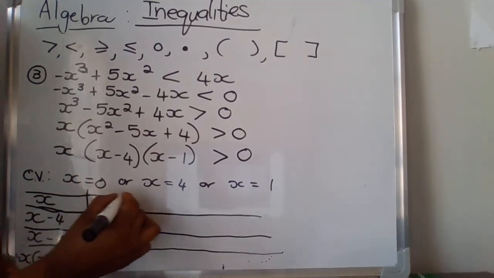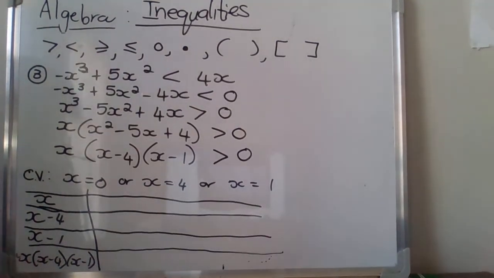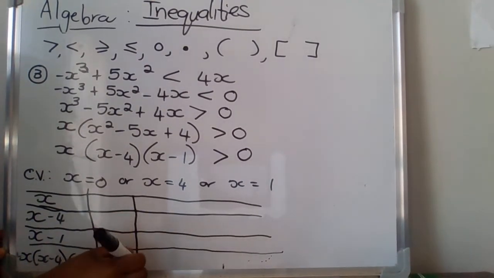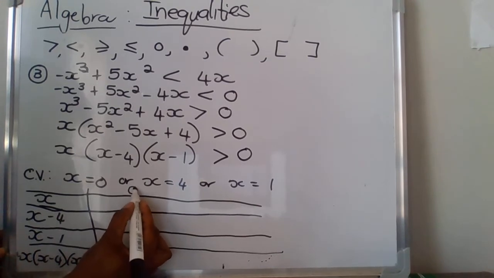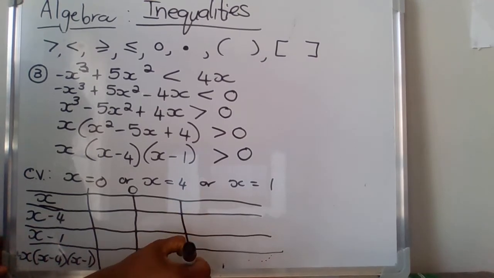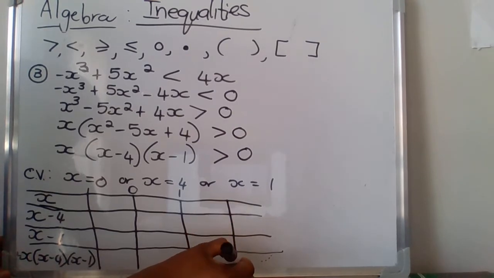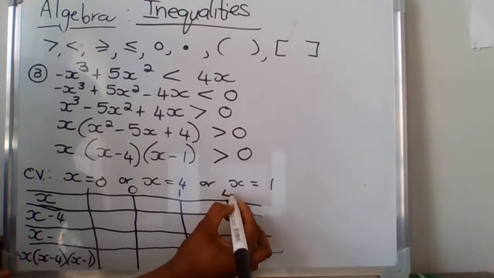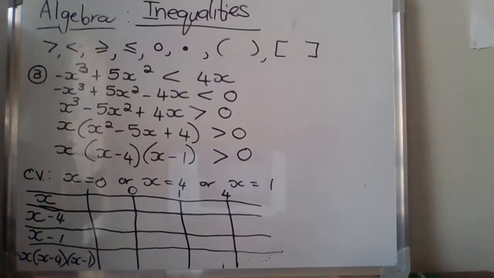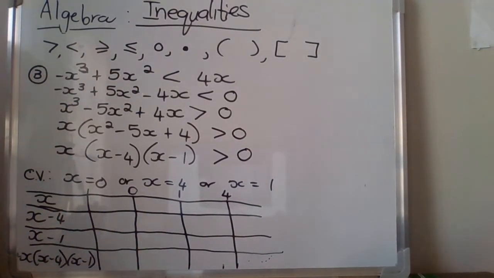Okay, then the ones here at the top. Then I put my critical values in ascending order. So the first one is x equals 0. My second critical value is x equals 1. Then my third critical value is when x equals 4. So now I have 3 critical values.